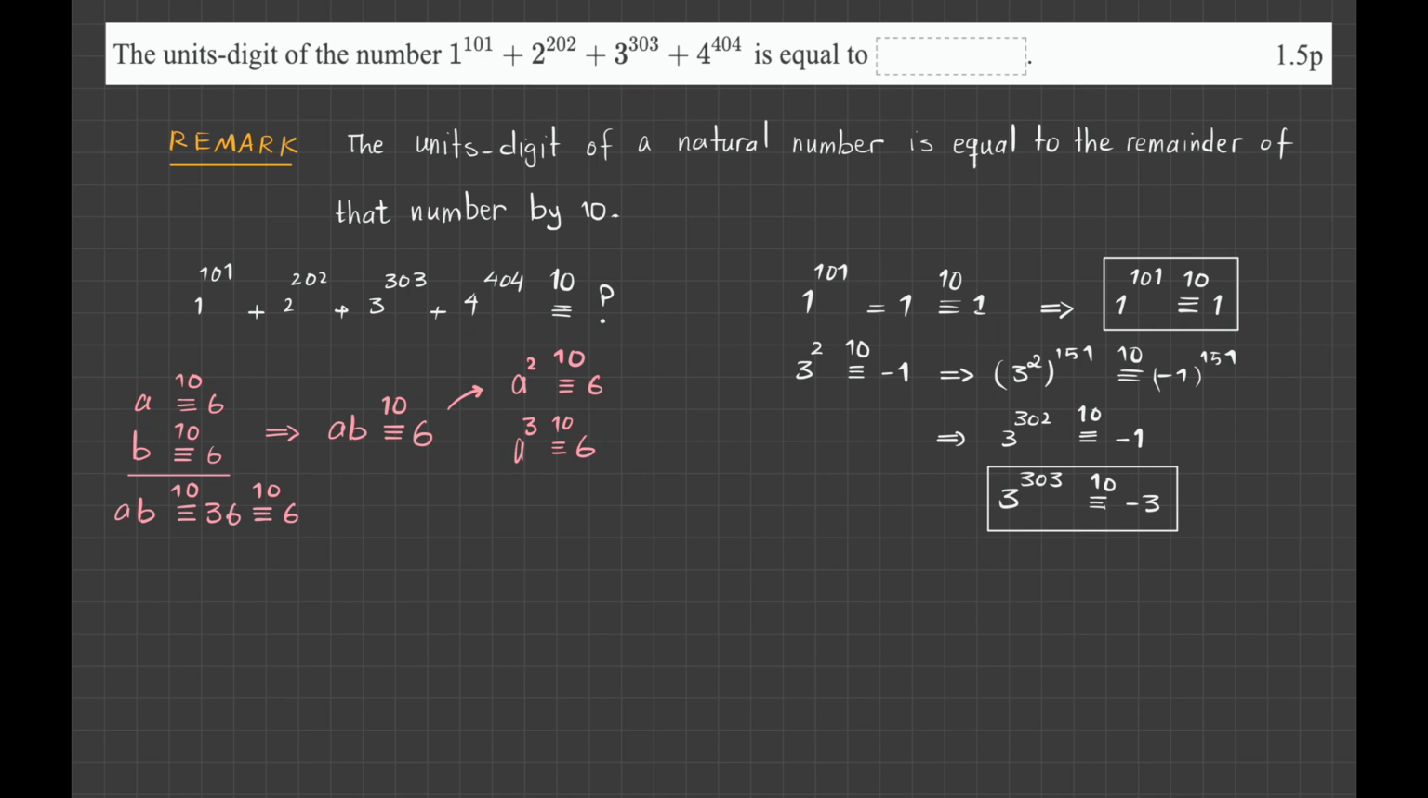And then, by the same analogy, you can continue and finally say that if a is congruent to 6 modulo 10, then for any natural number n, a to the power n is also congruent to 6 modulo 10. So that was what I want to use here.